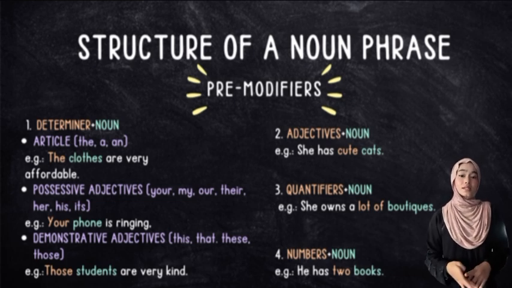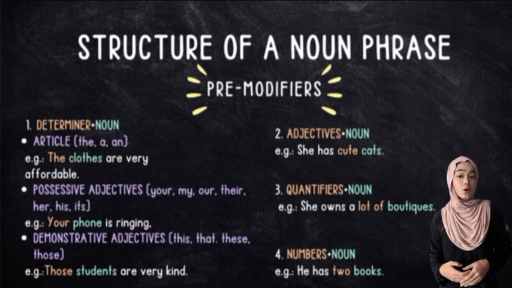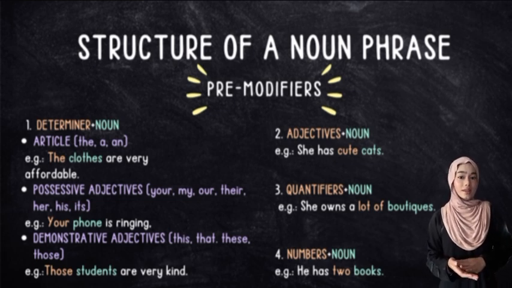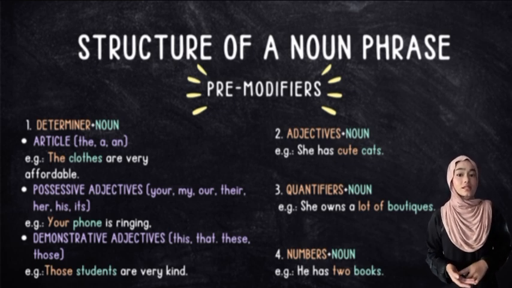The second one is possessive adjective plus noun. These show ownership or relationship. Examples include my, your, our, their, her, his, and its. Another example is "Your phone is ringing." In this case, "your" tells us who owns the phone.